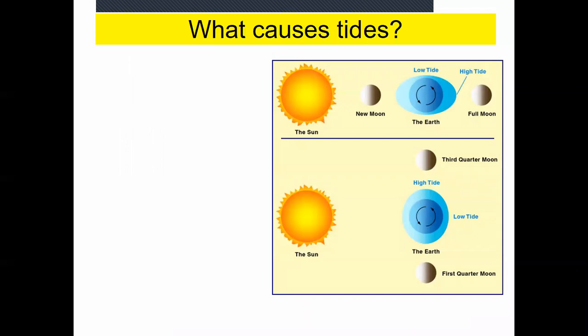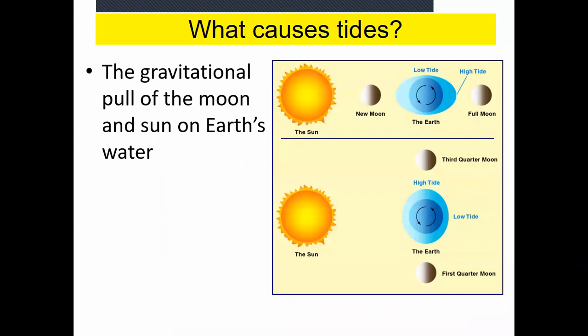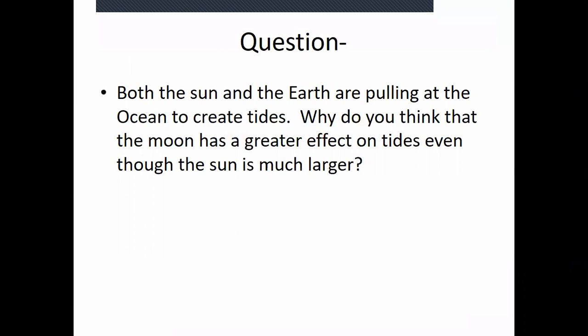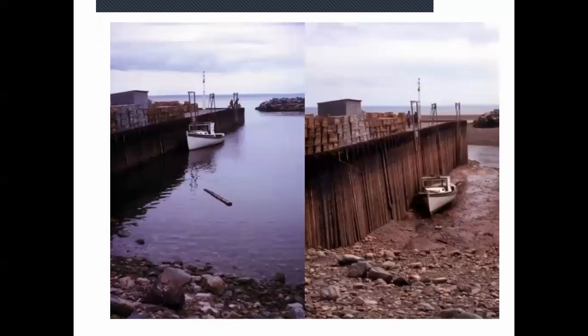Then what causes tides? So we said the gravity. Yes, that's right. It's the gravitational pull of the moon and the sun. Well done. Thank you so much, Tanai. So it's the gravity of the moon and the sun affecting the Earth's water. But still, the sun and the moon are pulling at the ocean to create tides. But why do you think the moon has greater effects? Because it's closer to Earth. Closer. Yes, well done. Thank you so much, Tanahi.